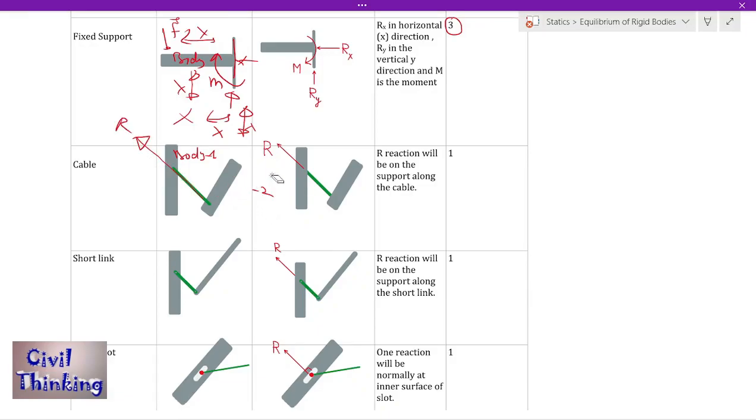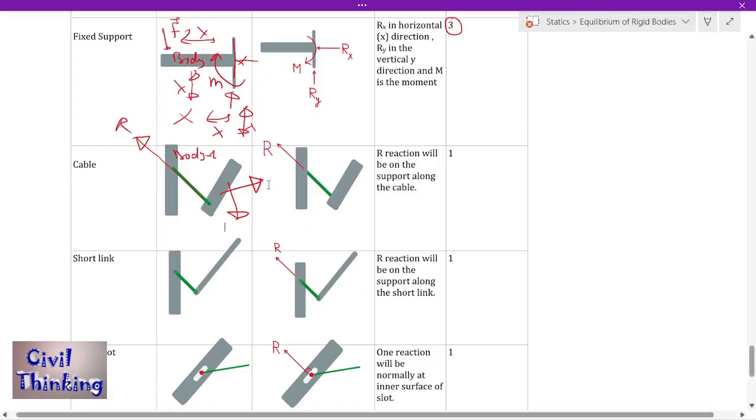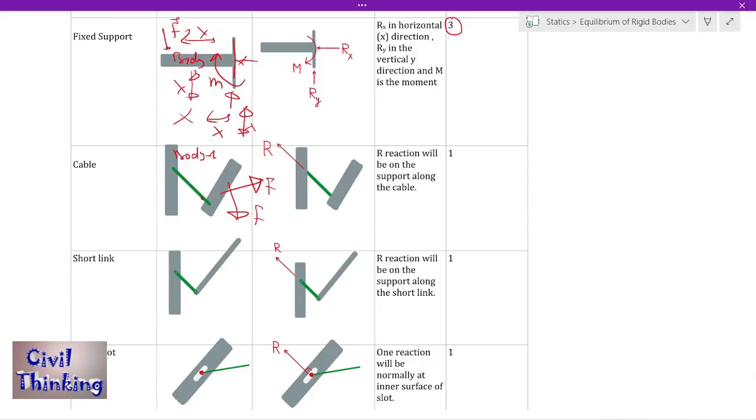It doesn't matter how you apply the force. If you apply the force like this, reaction, or you apply like this, F, or like this, whatever you apply, the reaction force will always be along the axis of the cable. This will be the reaction. And how many reactions are there? Only one.